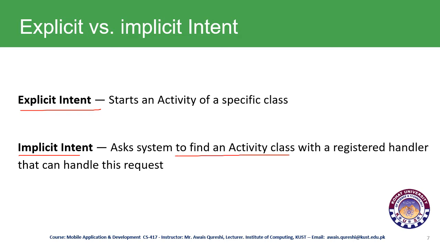So this is the key point: in implicit intent, the responsibility is on the system, the Android runtime system, to find an activity class with a registered handler that can handle this request. In that case, we will register some handlers, and those handlers are registered with the help of a listener. In that way, the Android runtime system will find the accurate handler that handles this request.